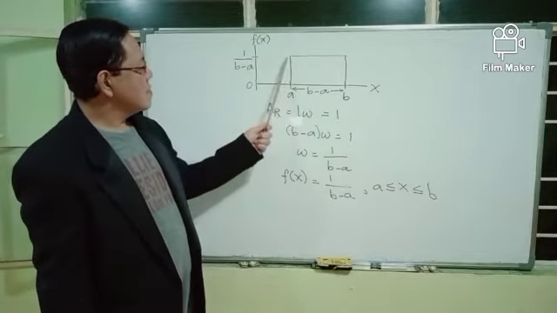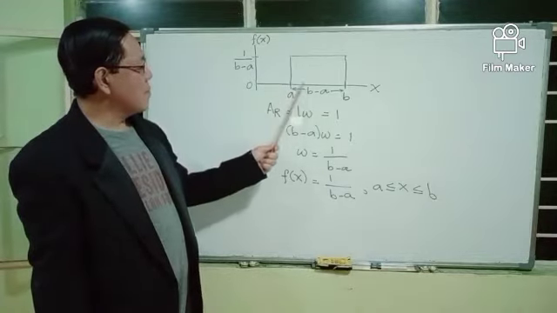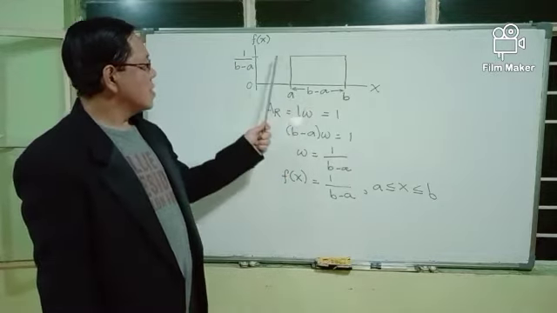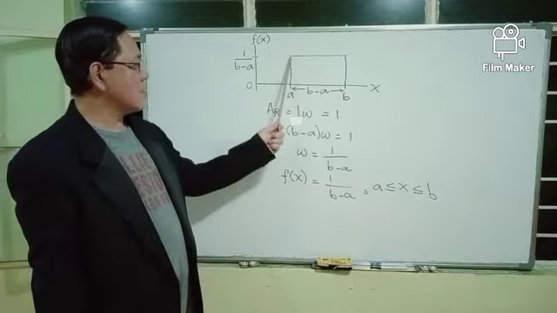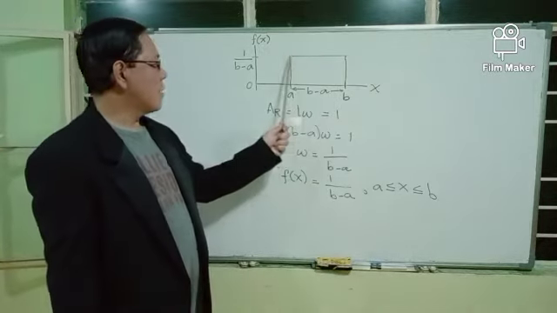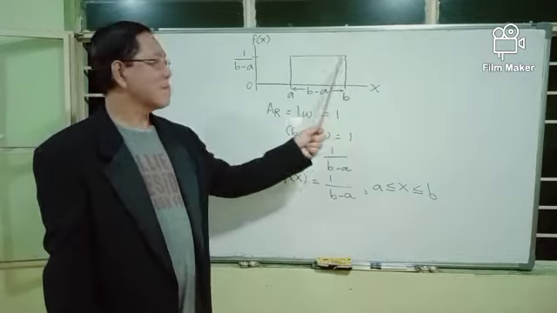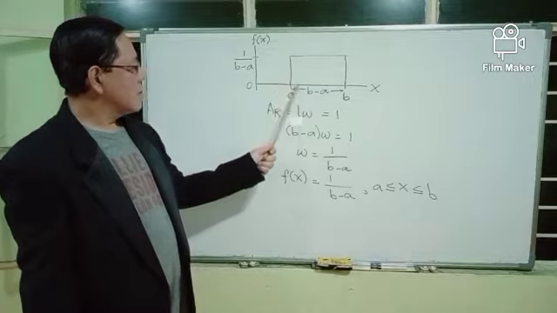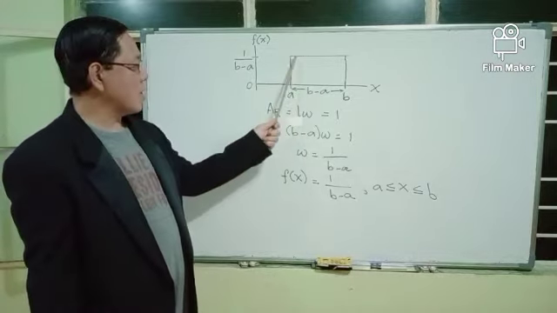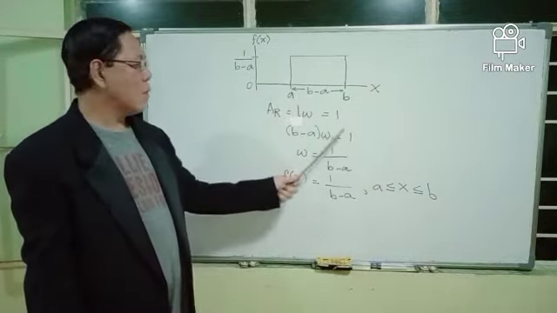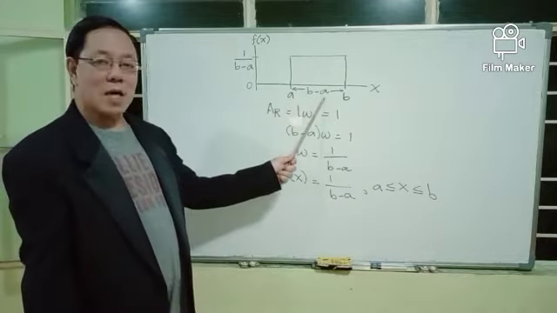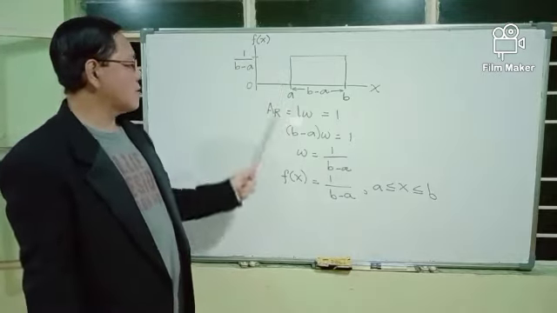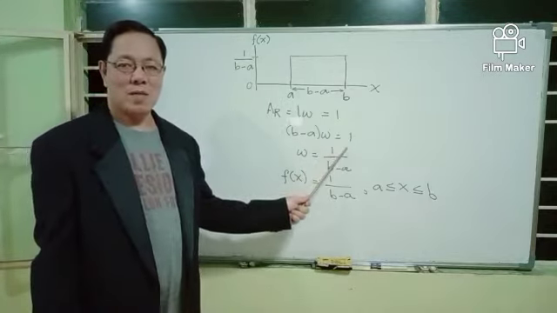And for values of x between the endpoints a and b, the graph of f of x is this horizontal line from this point up to this point. And we can now check that the total area of this rectangle is 1. The length is b minus a multiplied by the width, which corresponds to the height of the rectangle, 1 over b minus a, and we get 1.